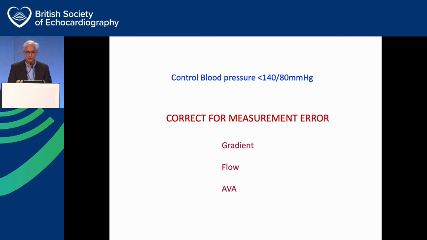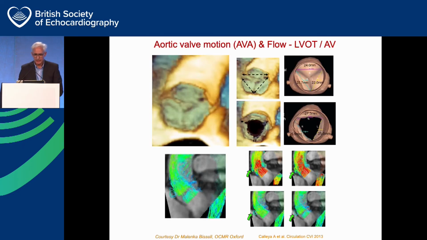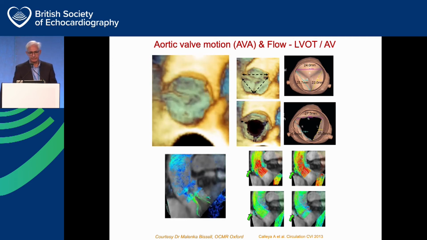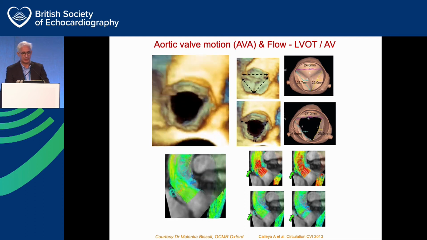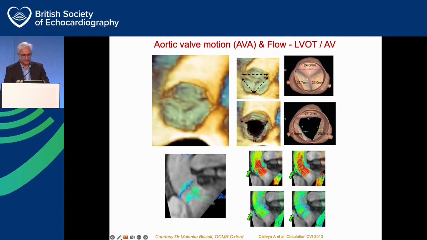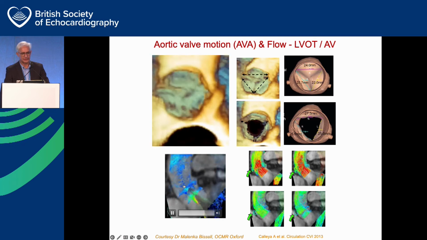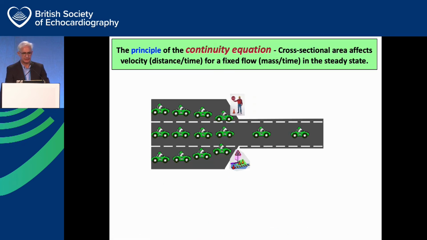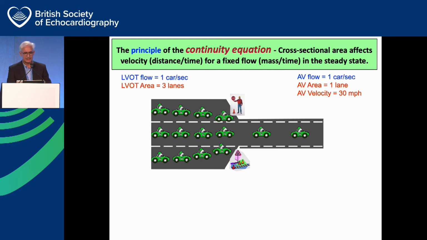And how do we correct for the measurements? That's what I'm going to spend my next 5-10 minutes going through. So that's the valve motion that we are looking at, the valve, how healthy it is and how restricted in its opening. And of course, we are also measuring the flow in the outflow tract area and across the aortic valve, to get to the principle of the continuity equation. I do apologize for getting down to the basics, but I thought it's probably useful for us to reflect on this. The principle of the continuity equation is that of a cross-sectional area. Changing the cross-sectional area does affect the velocity if we want to maintain a fixed flow in a steady state. And that's what it will roughly mean.